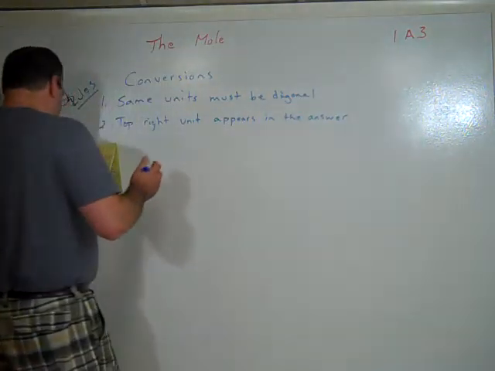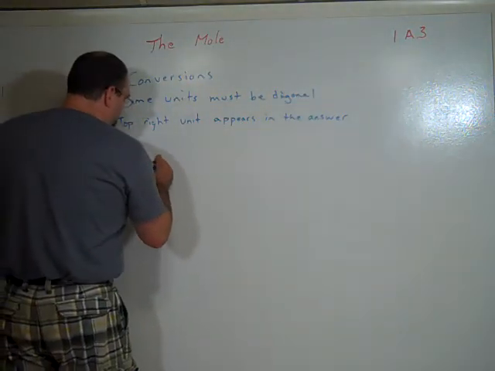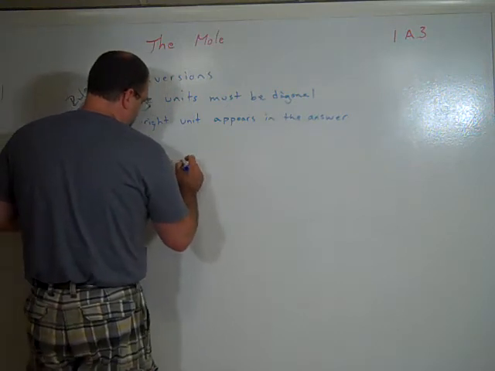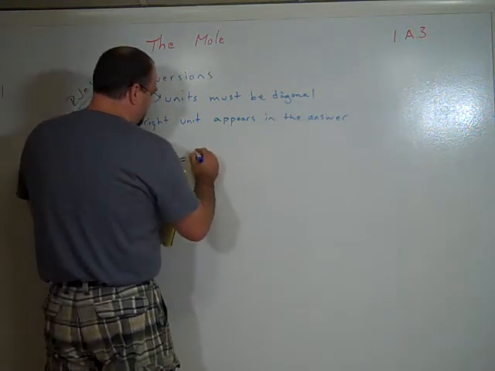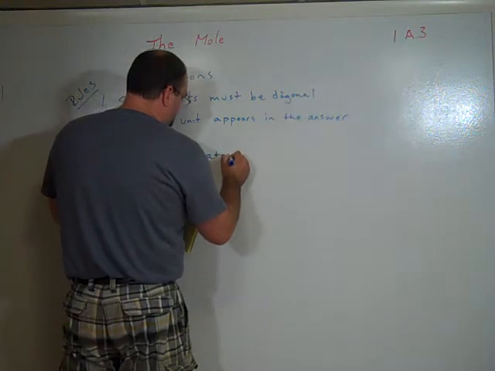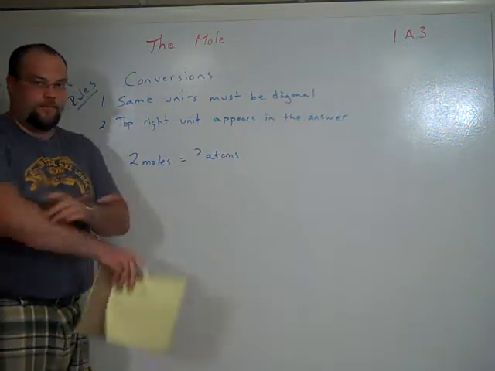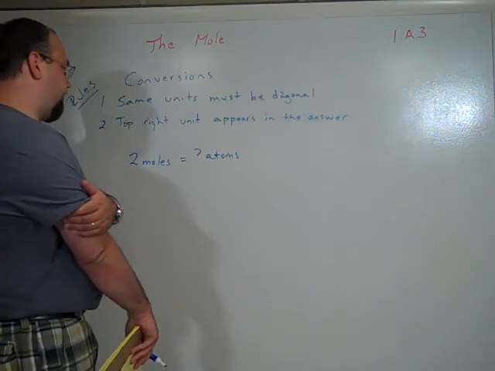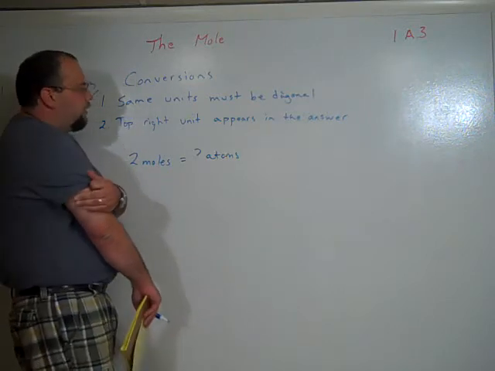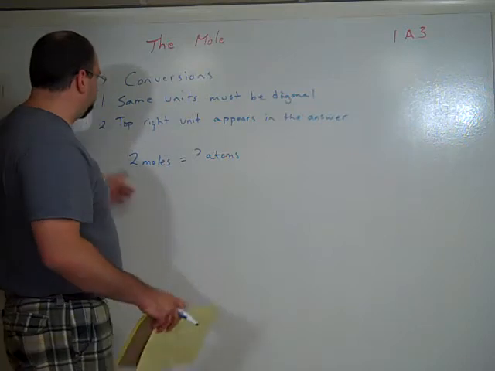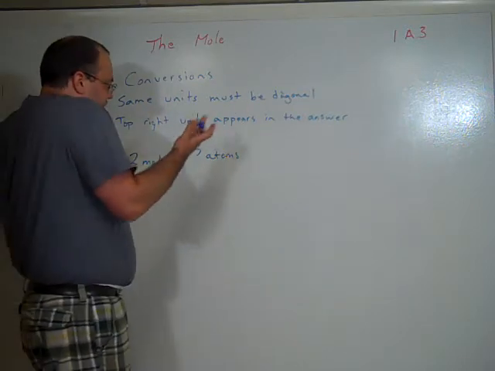Now let's start easy. Let's say I have 2 moles of anything, and I want to know how many atoms that is. Okay? I have 2 moles of anything and I want to know how many atoms that is. So I start with what I have. I have 2 moles.